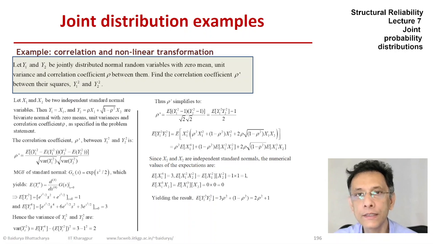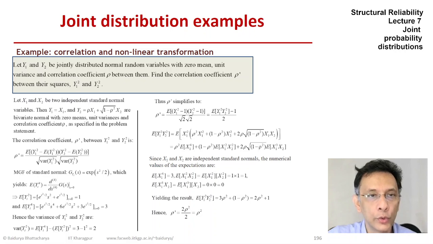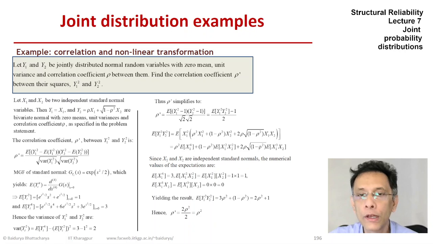So now we plug this value back in the top expression for rho prime, and the answer turns out to be rho squared. So the nonlinear transformation of y1 and y2 reduces the correlation coefficient between them because, as we know, the correlation coefficient measures the degree of linear dependence. So rho prime becomes rho squared, which in the range of 0 to 1 or -1 to +1 is always less than the absolute value of rho.